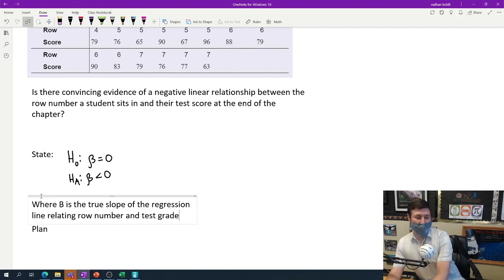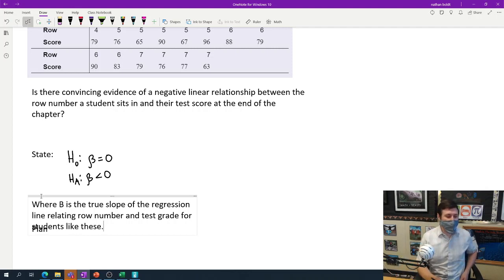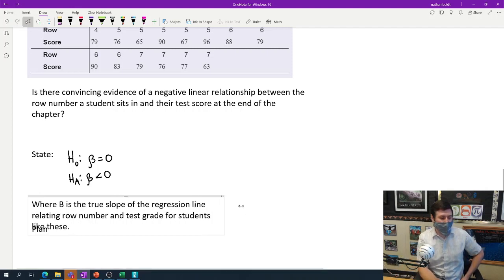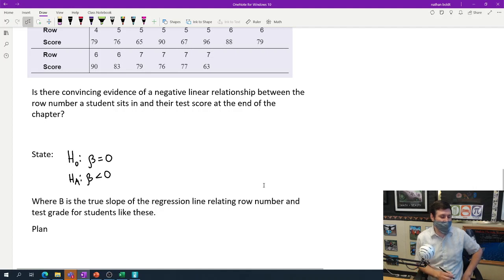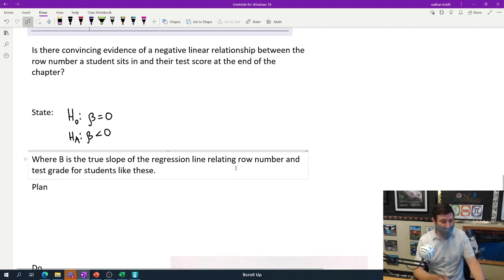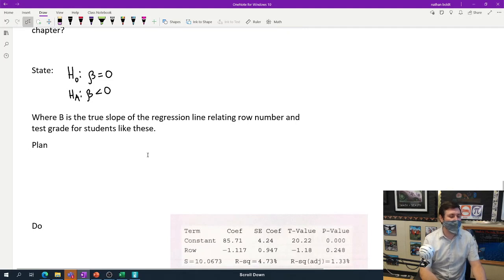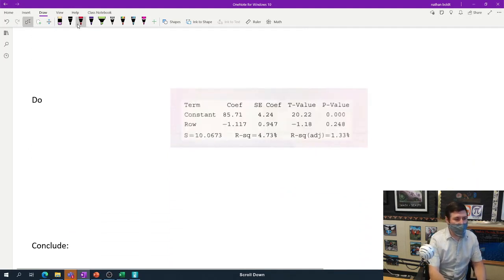Test grade. I'm going to add this in there for students like these. It's an experiment, right? We didn't randomly sample our participants. They weren't exactly volunteers, I guess, either, but they are not a random sample, so I do need to put for students like these. Plan. All right, let's assume the conditions for inference have been met here, okay? So let's keep going on to the do.